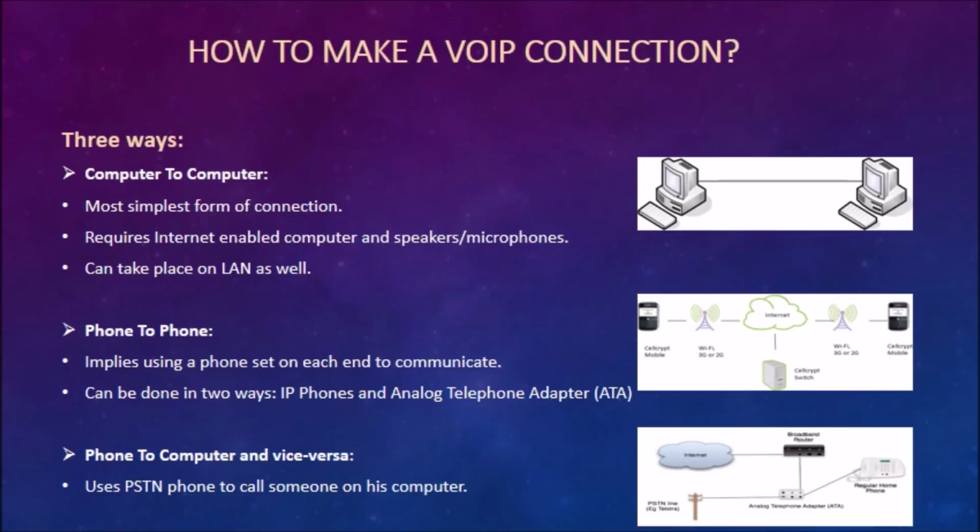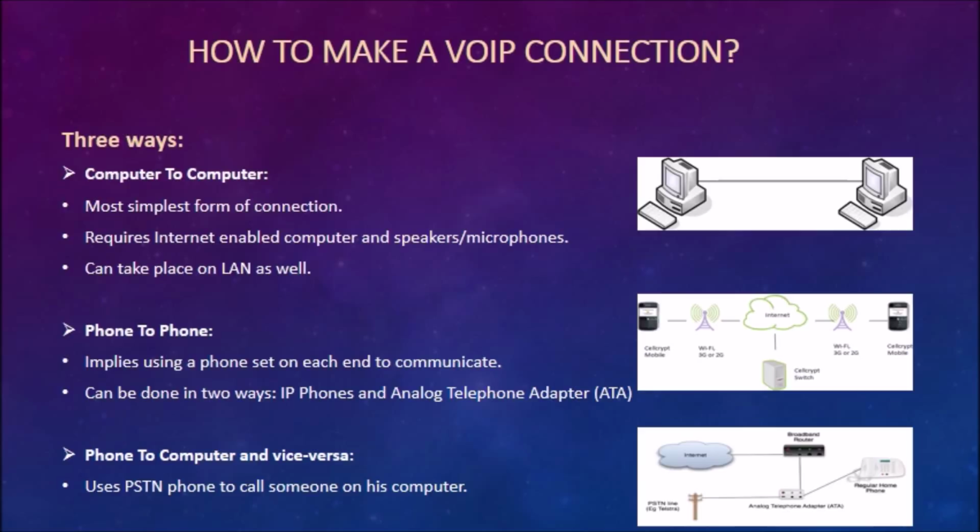But in the phone to phone connection, the difference is it cannot be connected over other types of networks. It can only be connected over Wi-Fi, not over, say, 2G or 3G networks. Phone to phone connection implies using a phone set on each end to communicate. And this can be further done in two ways.